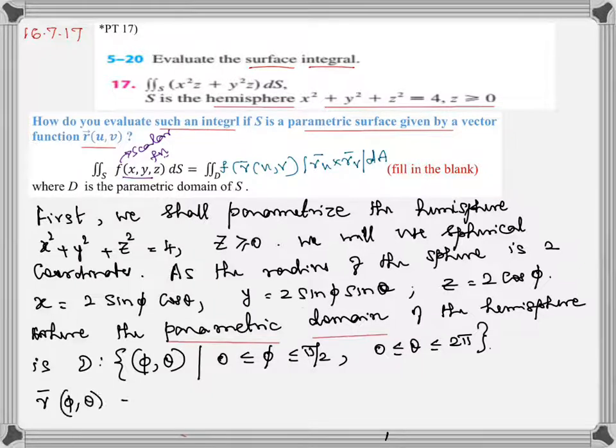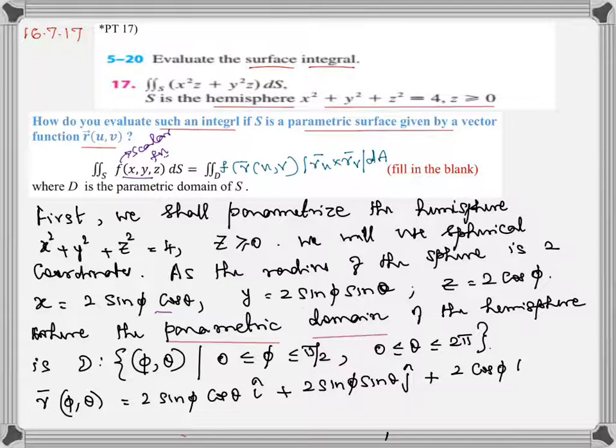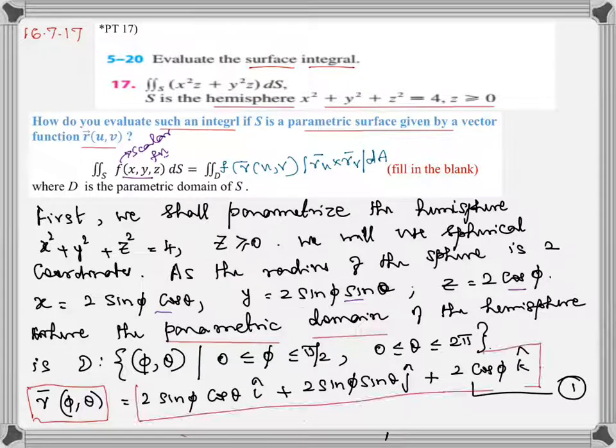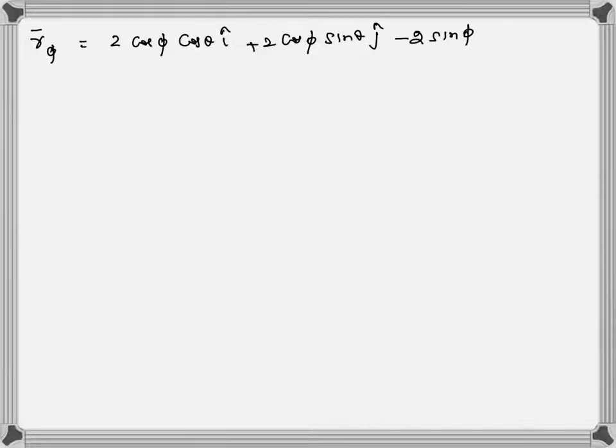So r of phi, theta equals 2 sine phi cosine theta i plus 2 sine phi sine theta j plus 2 cosine phi k, that's like xi plus yj plus zk, where x, y, z are replaced by these values written in terms of phi and theta. We'll call that step 1. Next, r_phi, the partial derivative of r with respect to phi, is obtained by differentiating r with respect to phi, which is 2 cosine phi cosine theta i plus 2 cosine phi sine theta j minus 2 sine phi k. We call it step 2.